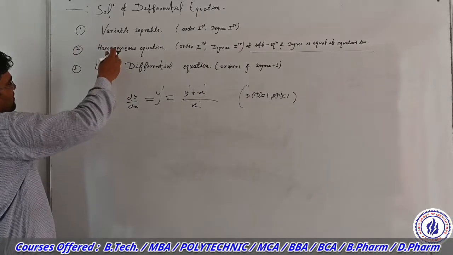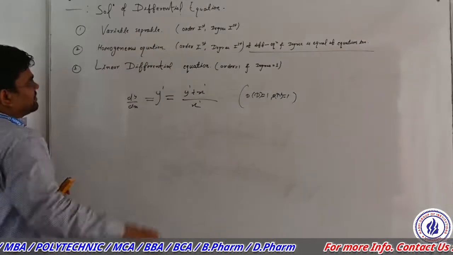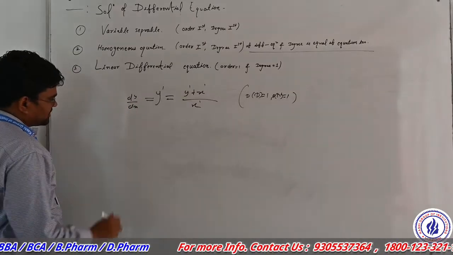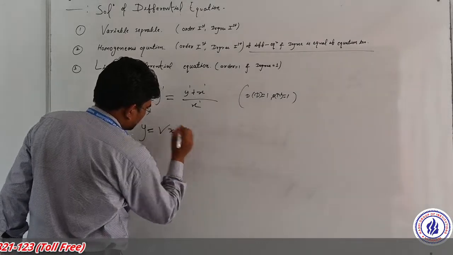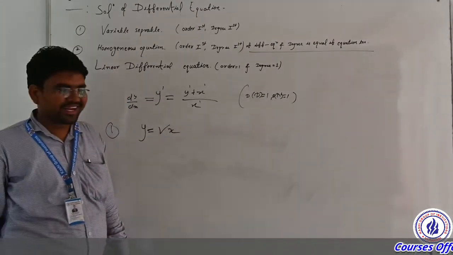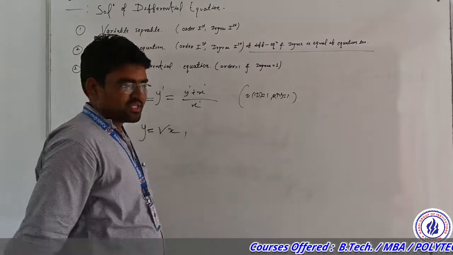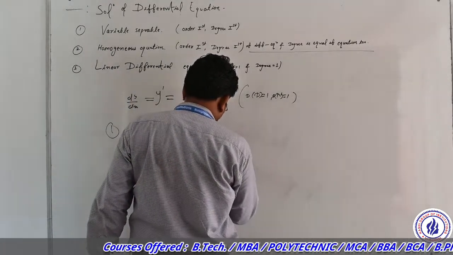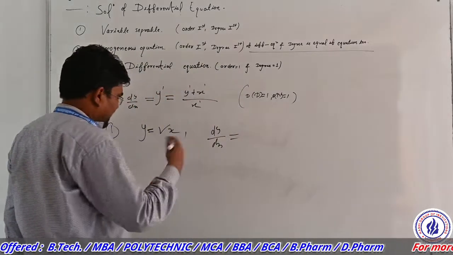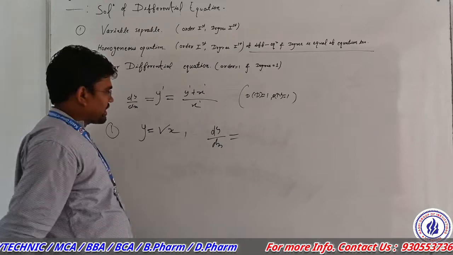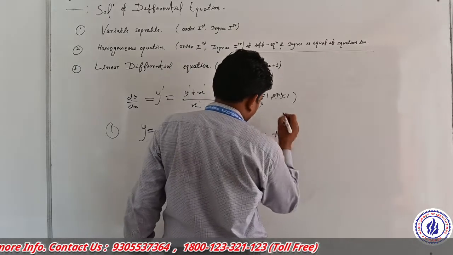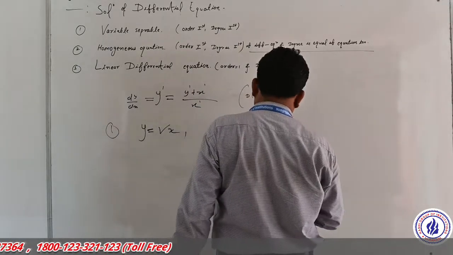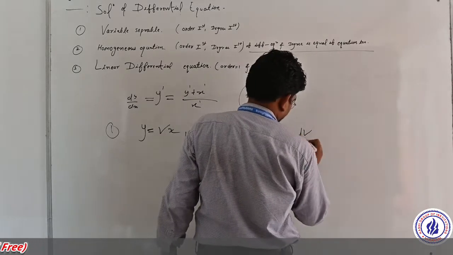So what steps do we follow in this problem? First, let y equal to Vx. Where there is y, you must put Vx. Secondly, on differentiation we get dy upon dx via the product rule. Keep the first, differentiate the second, which gives 1, and keep the second, differentiate the first.